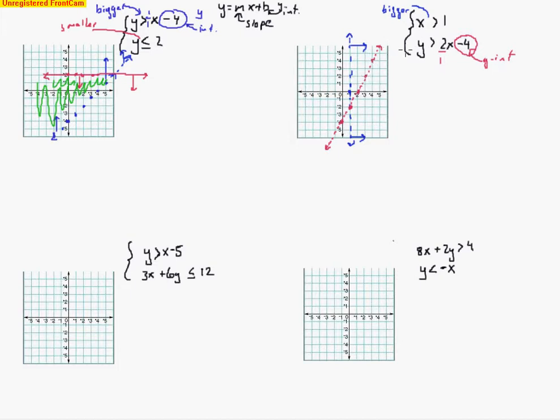Now which way do we shade? Well, y values have to be bigger. That's what this means. See, it's open towards the y. That means bigger. And so we are going to shade towards the y values that are bigger, which are above the line.